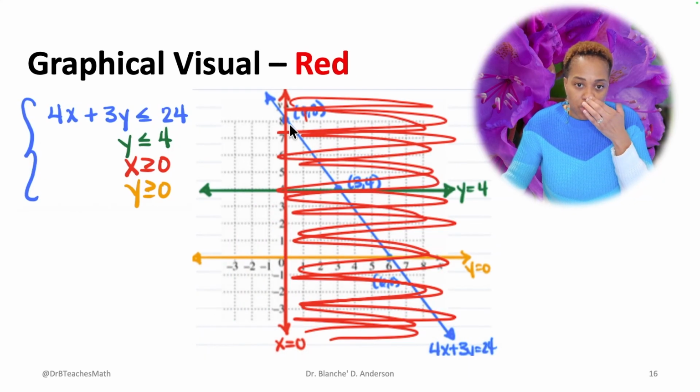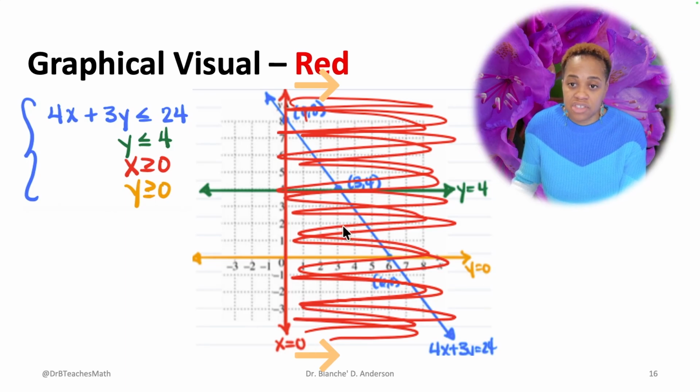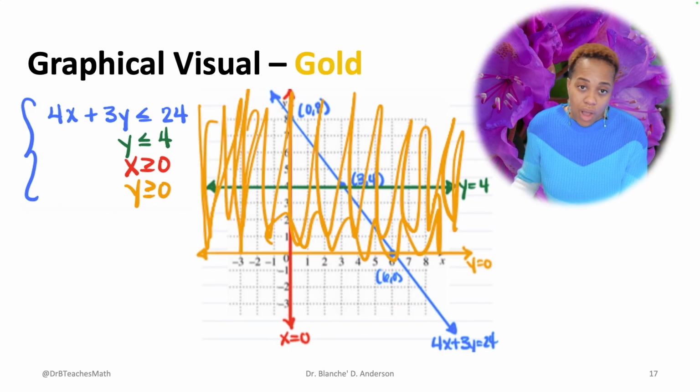Okay, let's look at the red line. Everything greater than or equal to 0. Well, x equals 0 is here. So nothing on this side is going to be shaded because these are all negative x values. But everything on this side is shaded. Makes sense? And then y is greater than or equal to 0. So this is y equal to 0. So it's everything above it.